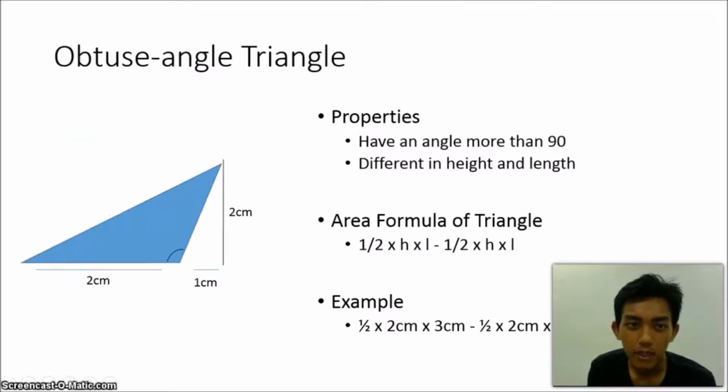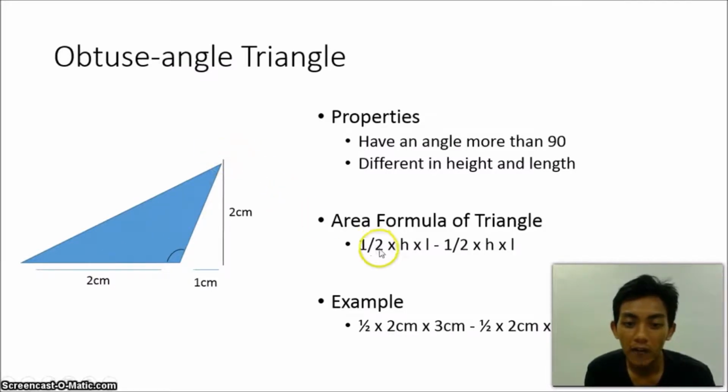Next, the obtuse angle triangle. The property of this triangle is that the angle inside is more than 90 degrees, meaning it will have a different height and length, this height and this length. So how do we calculate the area of this triangle?